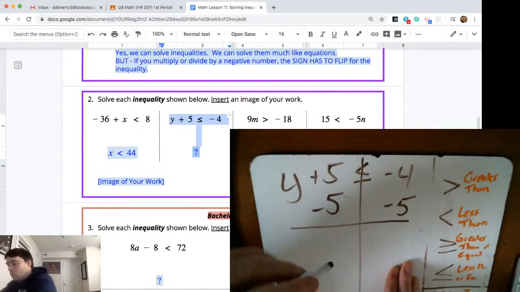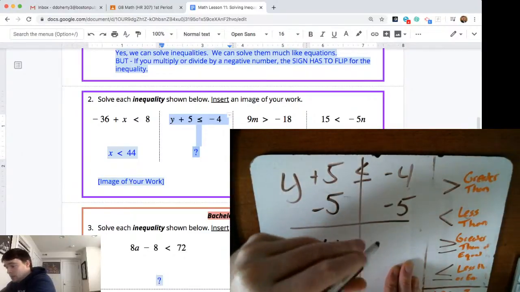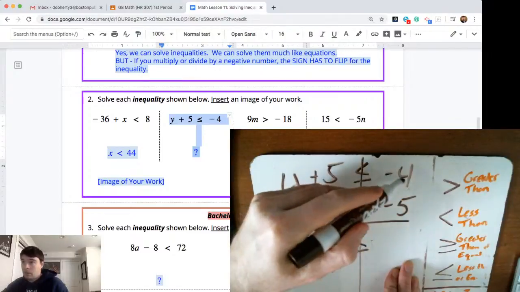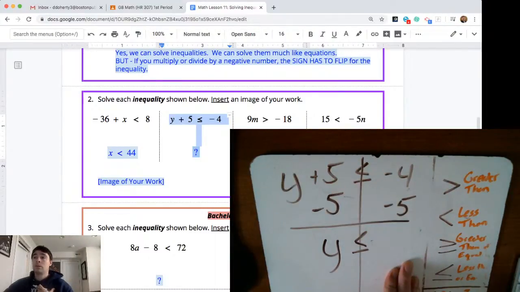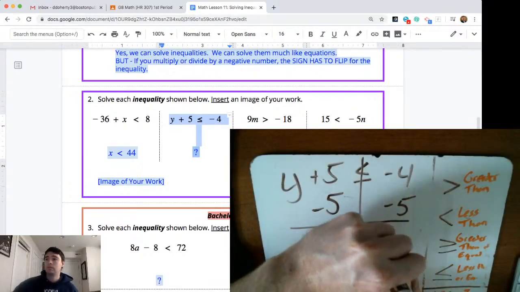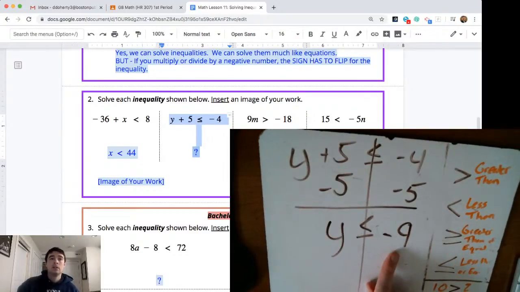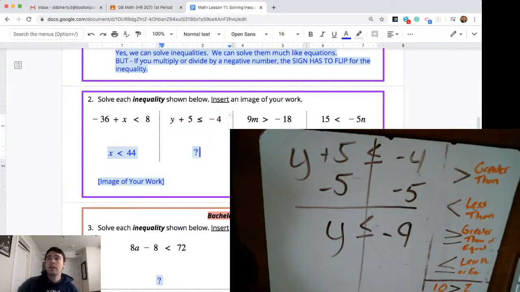That now gives me y is less than or equal to -4 minus 5. Whenever I combine or subtract with 2 negative numbers, I just add them up. 4 and 5 makes 9, and I keep the negative sign. -4 minus 5 gets us to -9. So if y were anything less than or equal to -9, then that inequality would be a true statement.